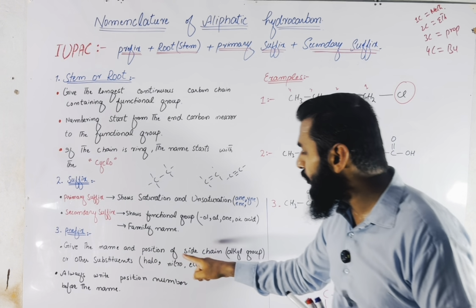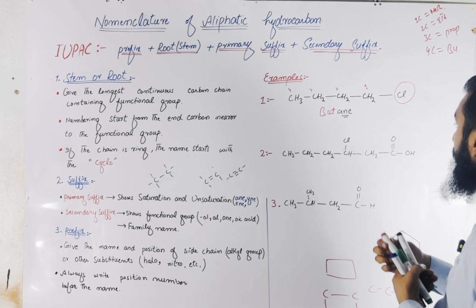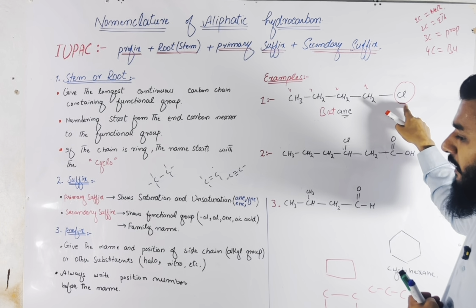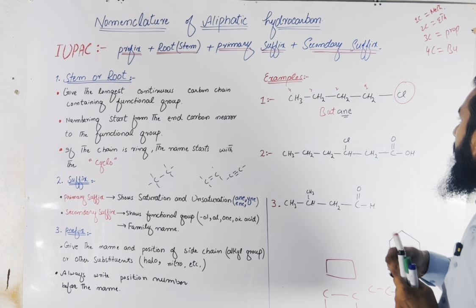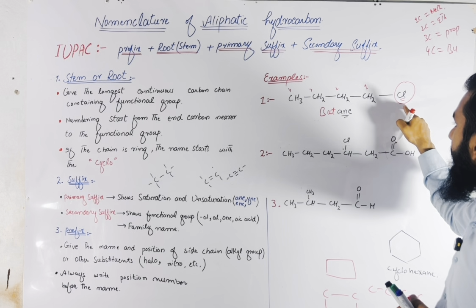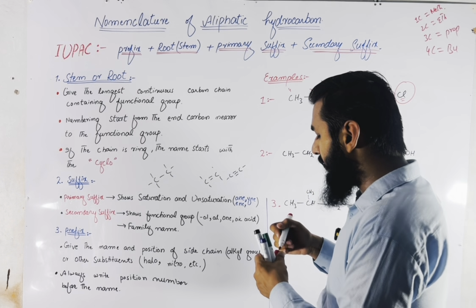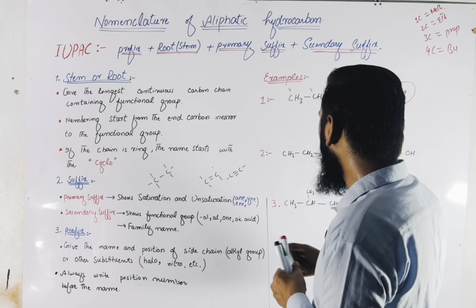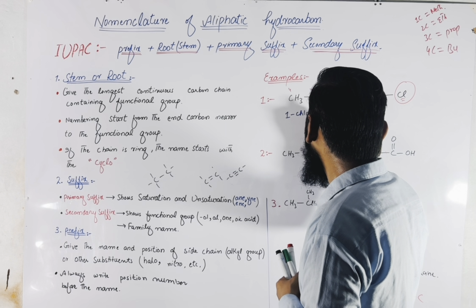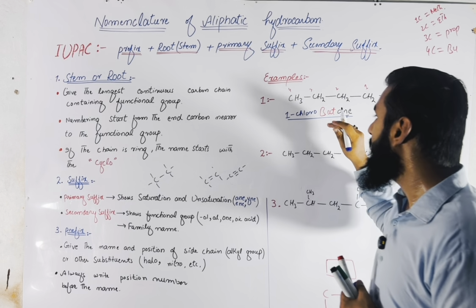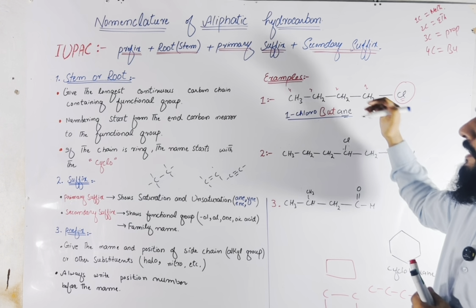The prefix gives the name and position of the side chain. Now we know that the side chain is this chlorine. The second point is to always write the position number before the name. This chlorine is directly connected with the first carbon, so we will write its name 1-chlorobutane. So this is the IUPAC name of this organic compound.